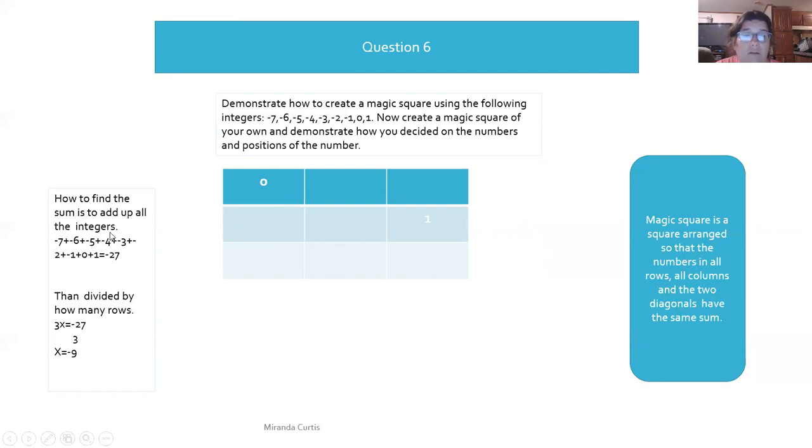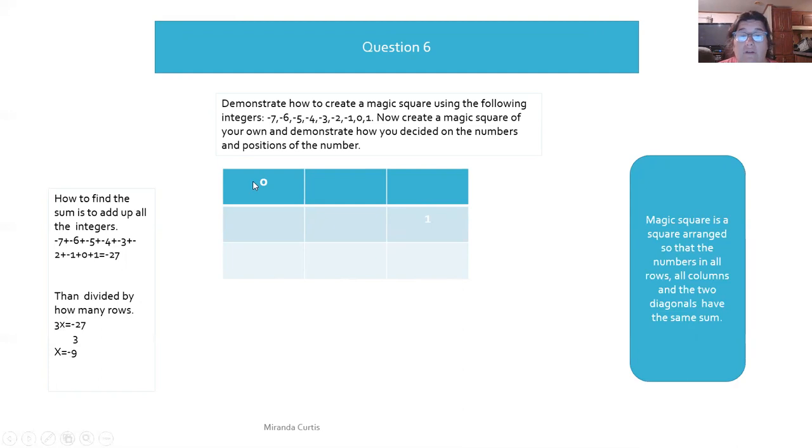Is to add up all the integers. So we have all of our integers and they equal -27. We have 3 rows, so it's going to be 3x. So 3x equals -27. You divide both sides by 3, getting your x by itself. X came down. -27 divided by 3 is -9. So we know all the rows going this way, this way, this way, this way, that way, all of them have to equal -9 when you add them up.